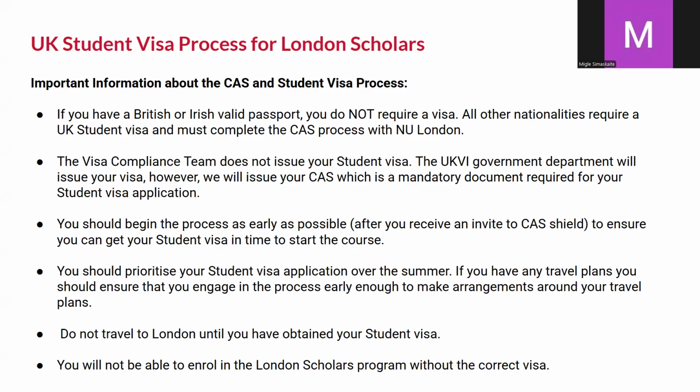Please note that it's important for you to make your visa application as soon as you obtain your CAS, as the process might take anywhere from 3 to 6 weeks, and this could increase during the busy summer period. If you have any travel plans for the summer, kindly prioritize your visa application to ensure you receive it on time and start your studies without any delay. And you shouldn't travel to London before you receive your visa, as you will not be able to enroll at the university early.